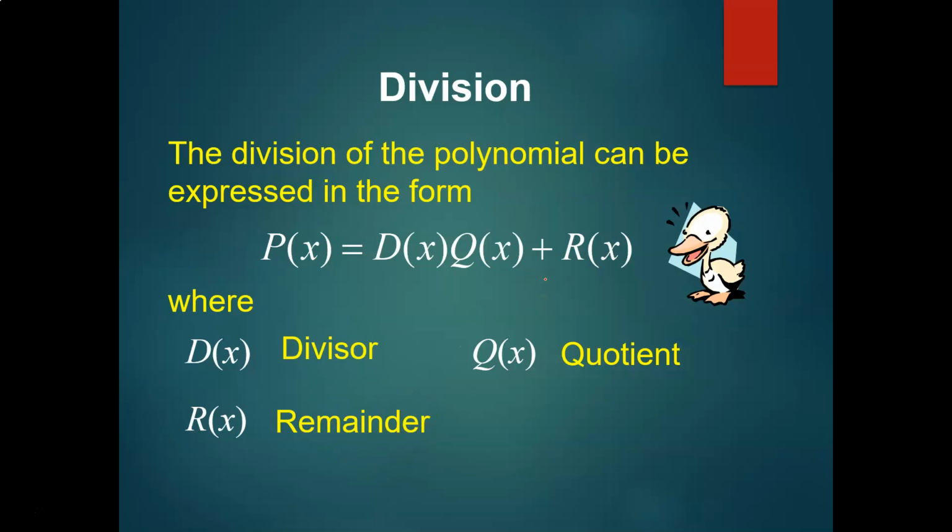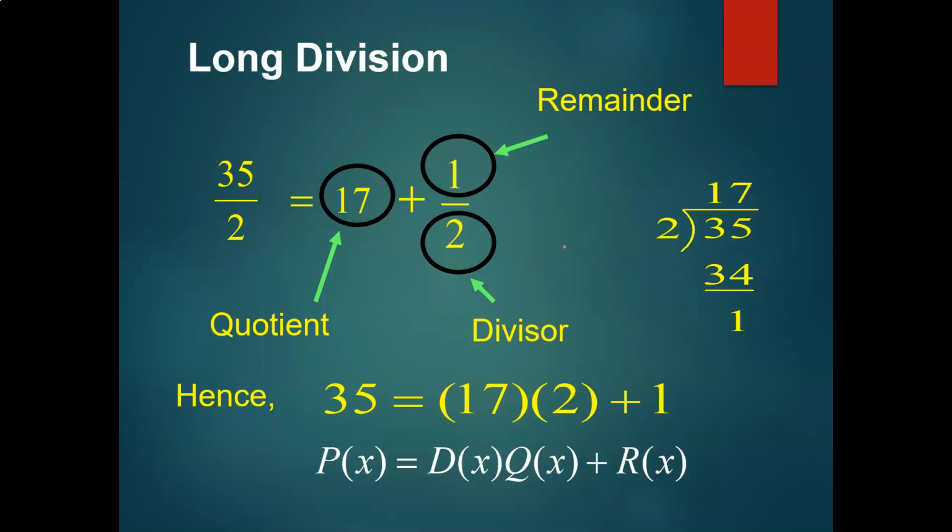Baki dia. Kan kalau kita bahagi kan, sometimes we cannot bahagi completely. Dia akan ada baki dekat bawah. That baki is known as remainder ataupun Rx. So, kena ingat this thing. You have to memorize this form. Px equal to dx qx plus rx. Okay, so for polynomial, usually we perform long division ataupun pembahagian panjang macam ni.